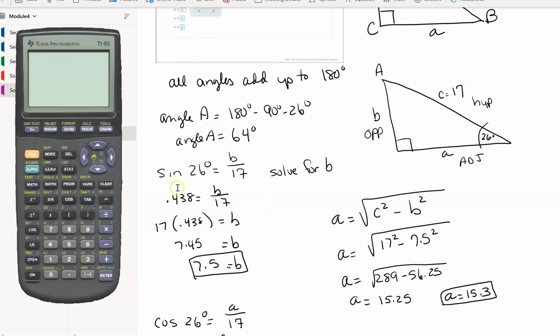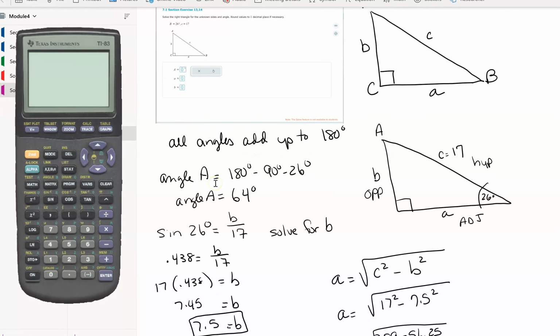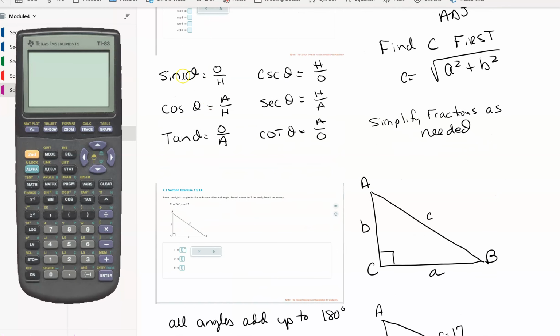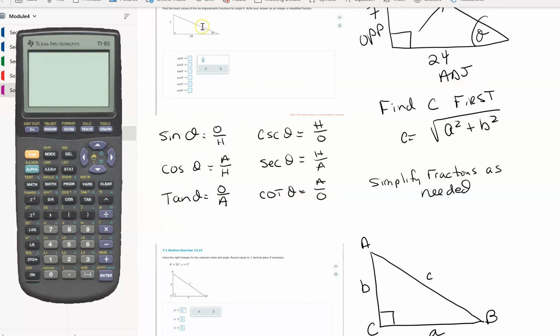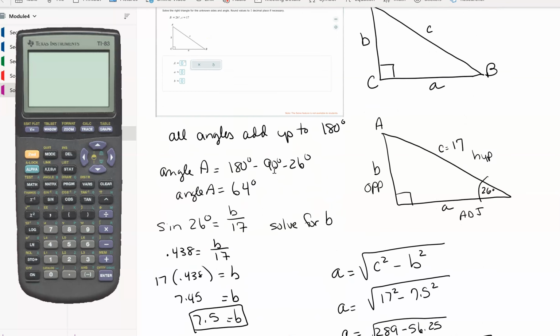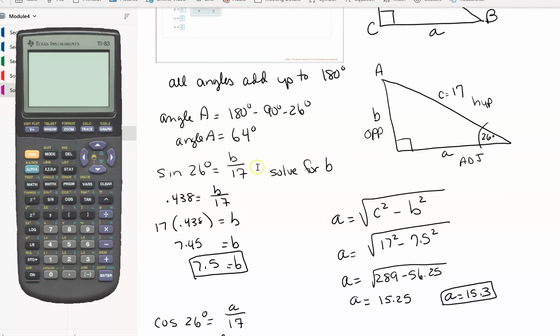Next thing I want to know is the sine of 26. Up here, I said sine theta is opposite over hypotenuse, I said theta because I didn't know what theta was. I just had a symbol there. But now I know what theta is. Theta is 26. So I can say sine of 26 is opposite over hypotenuse. Well, opposite side is B. I don't know that, but I do know hypotenuse is 17. So I'm pretty much looking for B. So I first take the sine of 26.